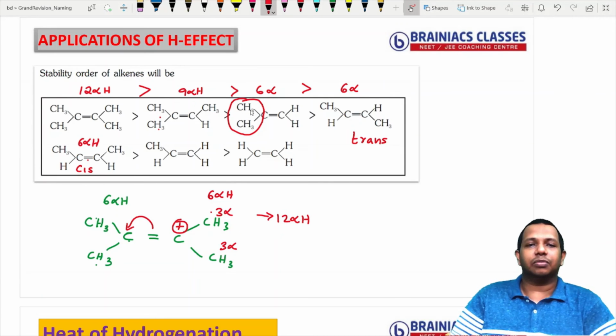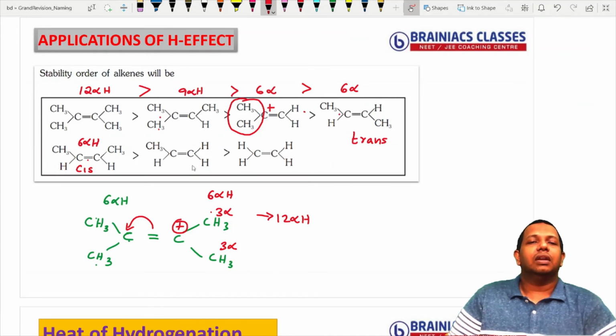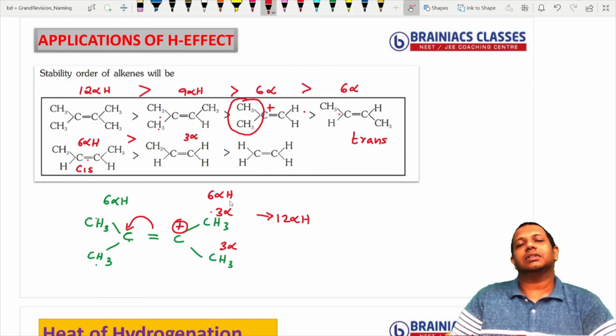But whenever it comes on the same carbon atom, then this carbon acquires positive charge. There will always be 6 alpha hydrogen. That is why it is coming much before this one. Now here, if you see, only 3 alpha hydrogen. So this is more stable than this one. Here no alpha hydrogen. Clear?